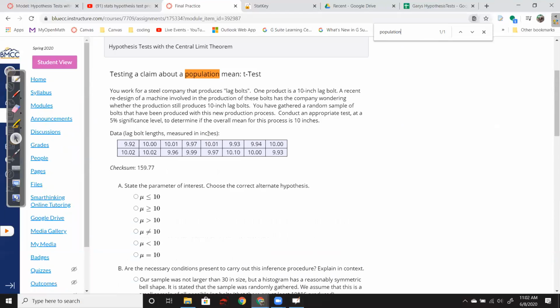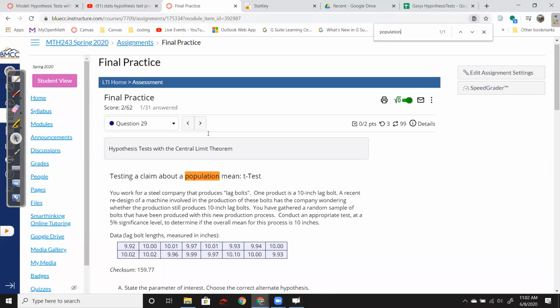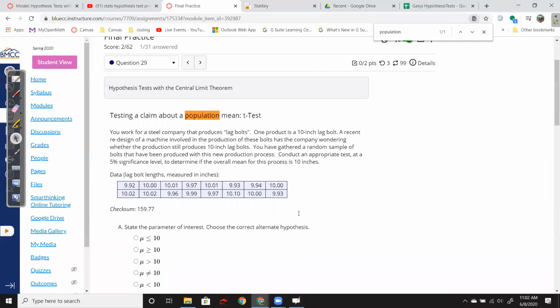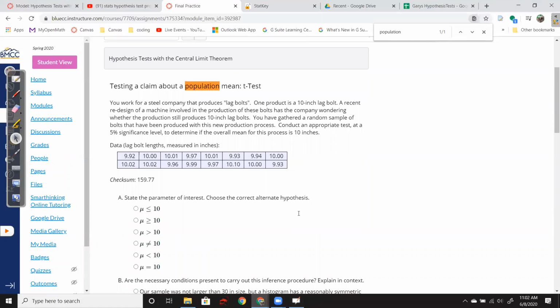So they don't give me the standard deviation of the population, which means I have to use a t-test. Now they told me that here, but I'm just reminding you, I won't always tell you which test to use. You have to decide that sometimes. Here I say, hey, use a t-test, please. Okay, so I have to use a t-test for one of two reasons. I don't know the population standard deviation, and this is a small sample.